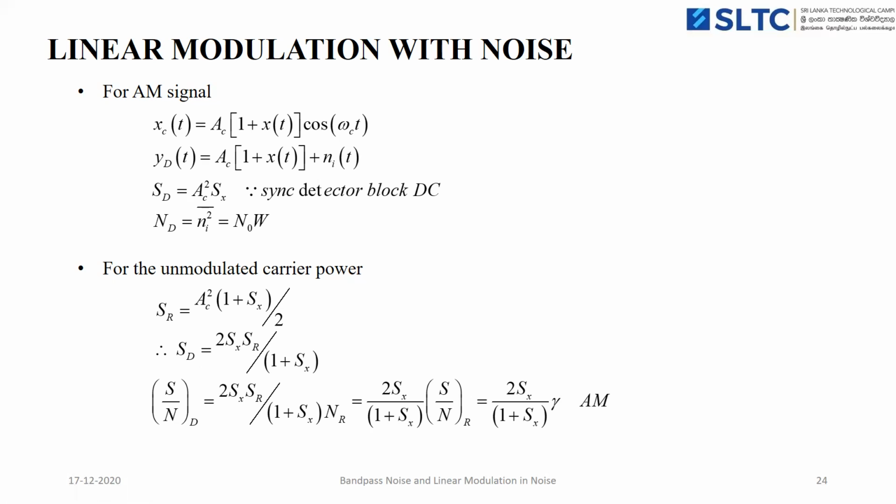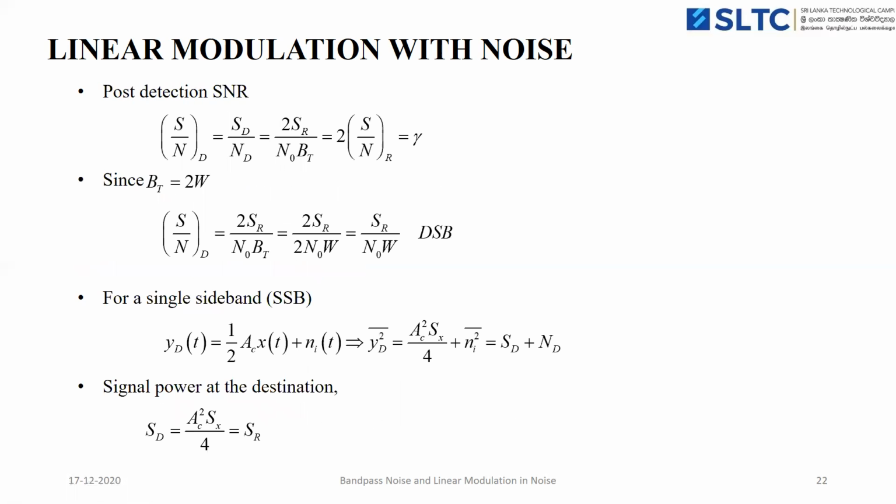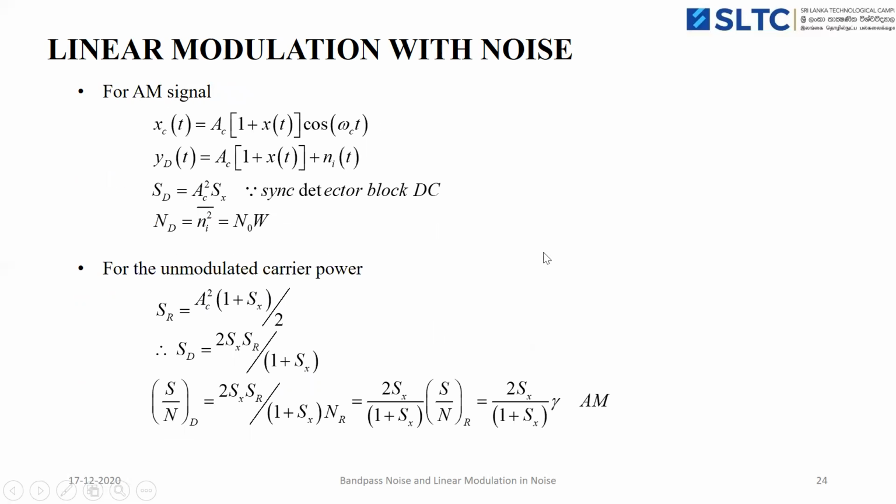And we can separate this term: 2 into Sx divided by (1 plus Sx) into S by N of R. Finally, we are getting 2 into Sx by (1 plus Sx) into gamma for AM modulation. Actually, this 2 is not coming, because the 2 into S by N of R equals gamma that we got for the double sideband modulation. That is a mistake. So here only Sx by (1 plus Sx) into gamma is coming for AM modulation.